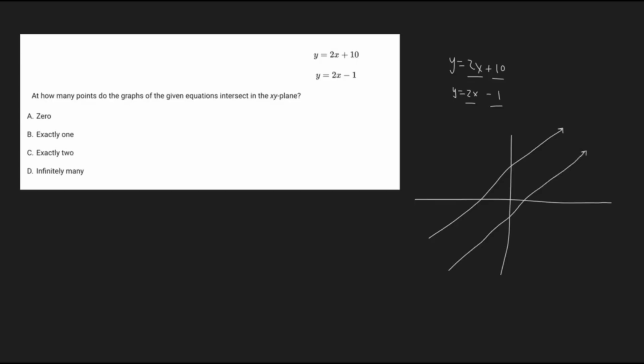And so you'll see because they have the same slope, but different y-intercepts, that means they're never going to cross each other. And so if they never intersect, that means there's no solutions to this system. And so our answer is going to be A, 0.